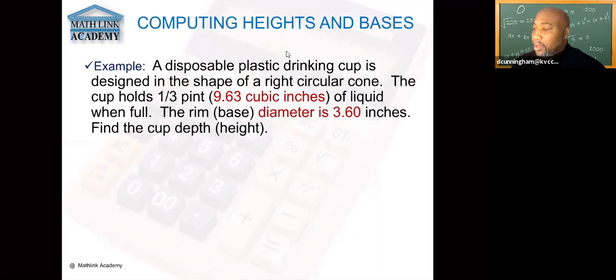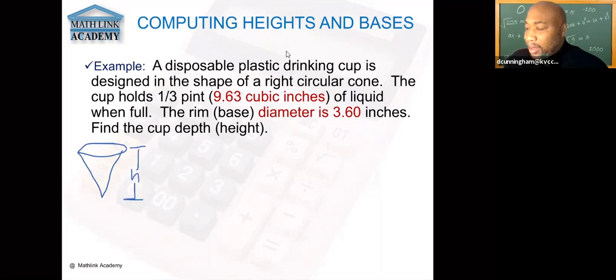So in this case, we're given a few things and we want to find the height. We understand that the shape of the cup is going to look like this. And what we want to find is the height. How high? Since that's the shape, our formula is V is equal to 1/3 the area of the base times the height.